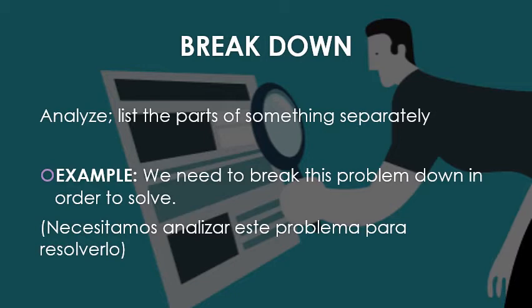The next phrasal verb is break down. The meaning of break down is analyze or list the parts of something separately. For example, we need to break this problem down in order to solve. Necesitamos analizar este problema para resolverlo.